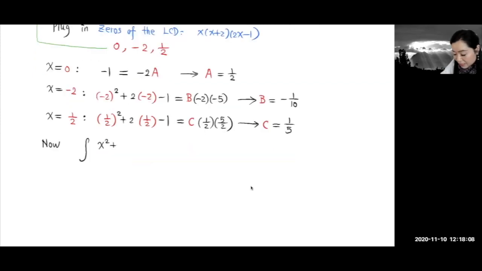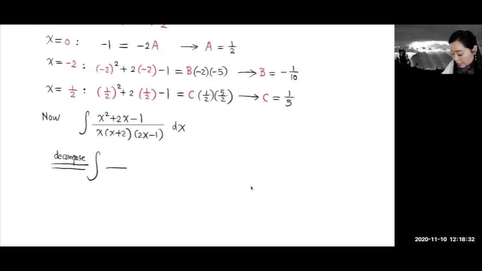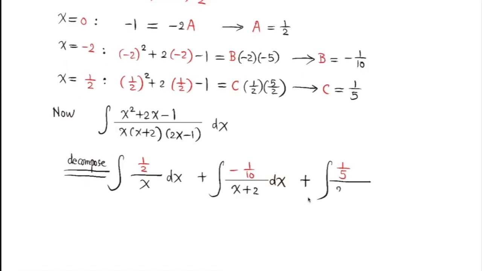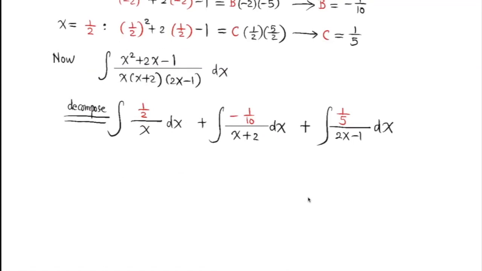Over here, it is going to decompose the integral of 1 over x times x plus 2 times 2x minus 1 dx. So the first one will have x in the denominator, and the A here is 1/2. The second one is -1/10 times 1 over x plus 2 dx. And the last one has 1/5 times 1 over 2x minus 1 dx. Now, everything will be much easier. You guys okay with this?